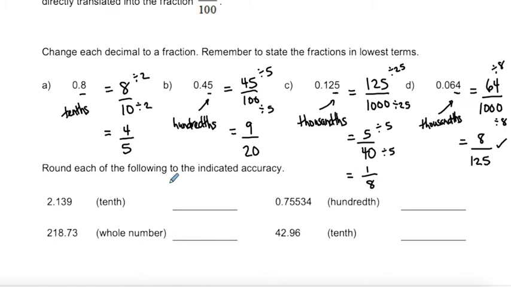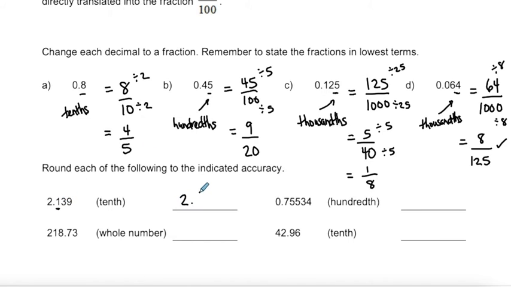So now let's just recap how we round to accuracy. We want to think about what place value we have to round to. So in this number, it's 2.139. I have to round it to the nearest tenth. So that's the 1, and then I look to the right of that. The number beside that is a 3. So I keep that as a 1.